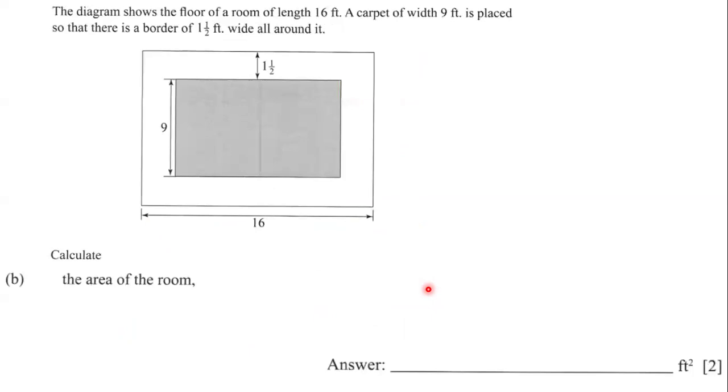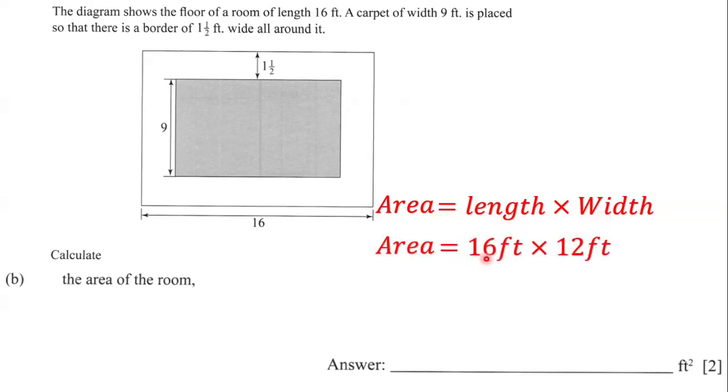Next, let's move on to the next question. It says, calculate the area of the room. Now the room is a rectangle. So the area of the rectangle is given by length times width. The length is 16 feet and the width is 12 feet. And so that means that the area of the room is 16 feet times 12 feet, which is going to be 192 feet squared. And so that's going to be the area of the room.